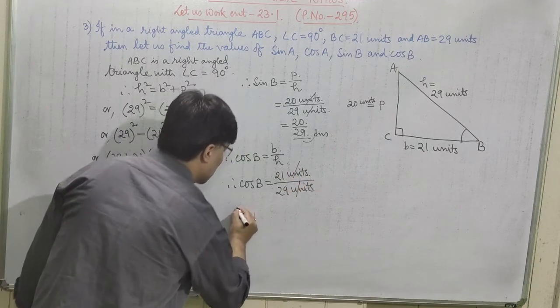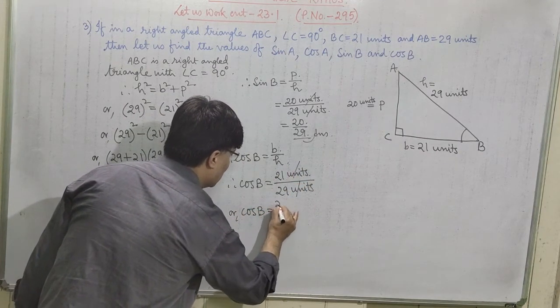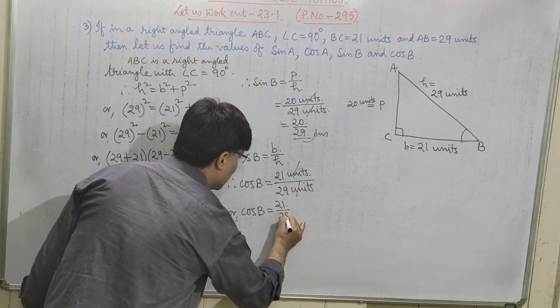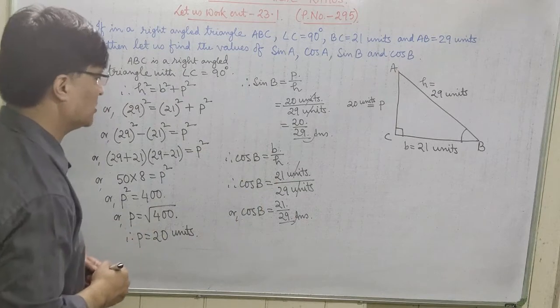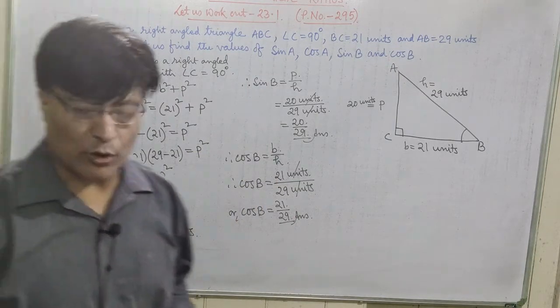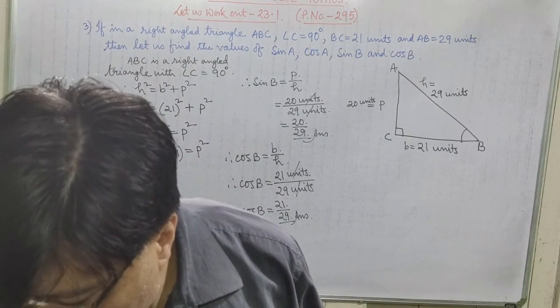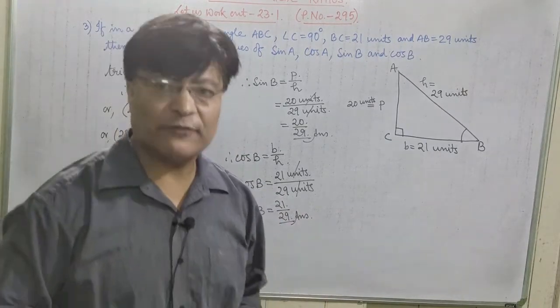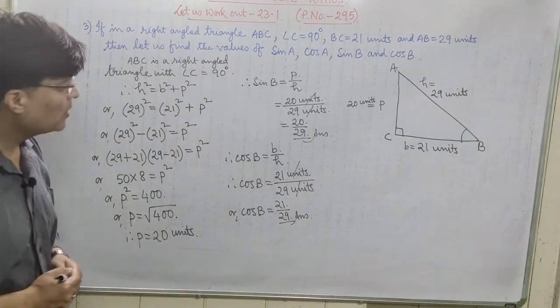So here units get cancelled. So cos B is equal to 21 divided by 29. So this is the answer. So we have found out the values of sine B as well as cos B. So now next, let us find out the values for sine A and cos A.